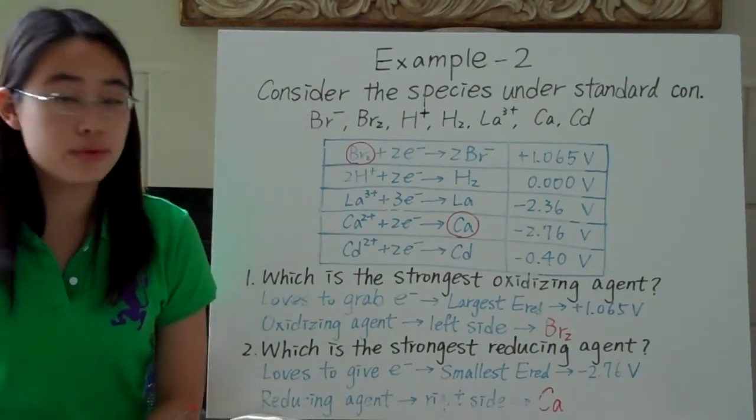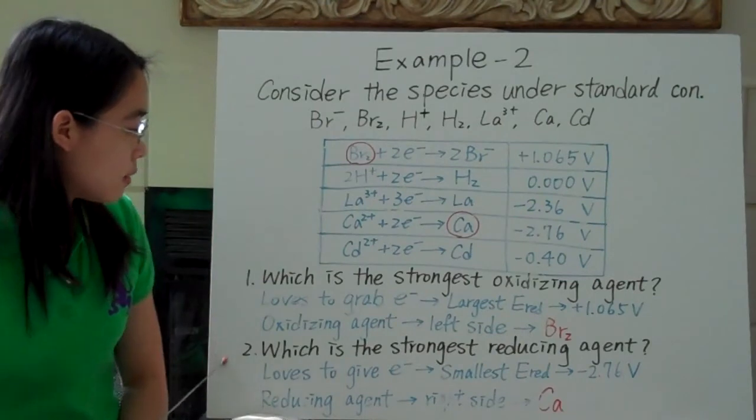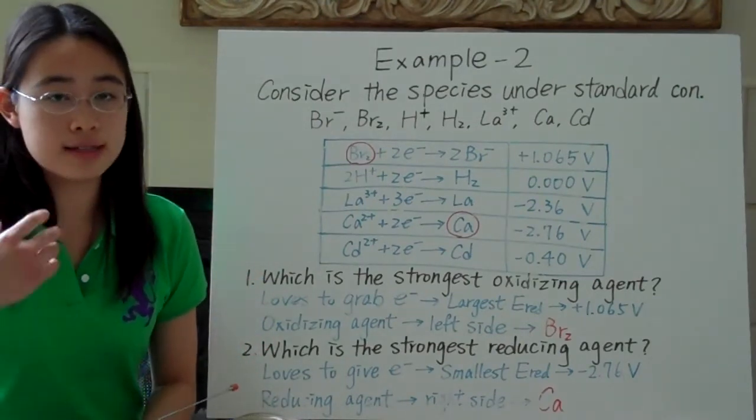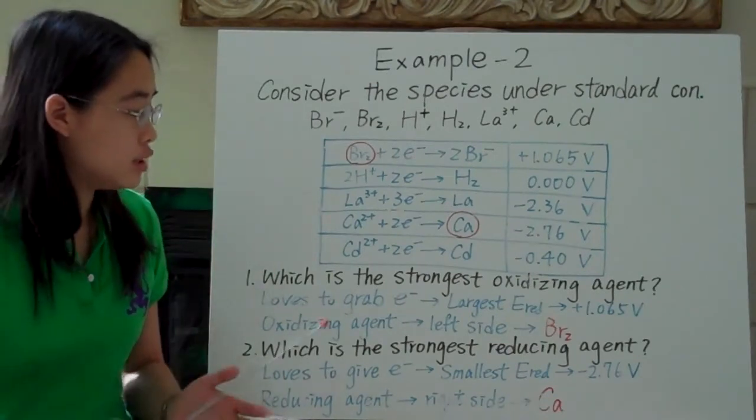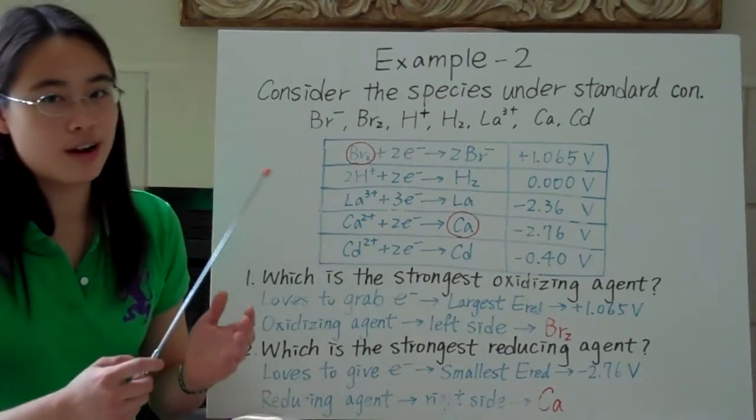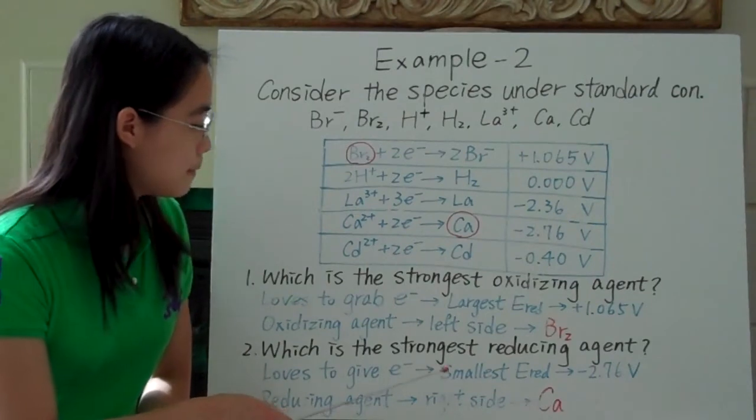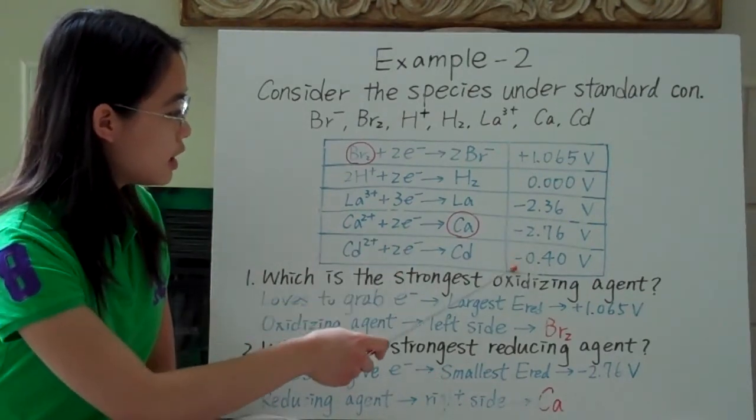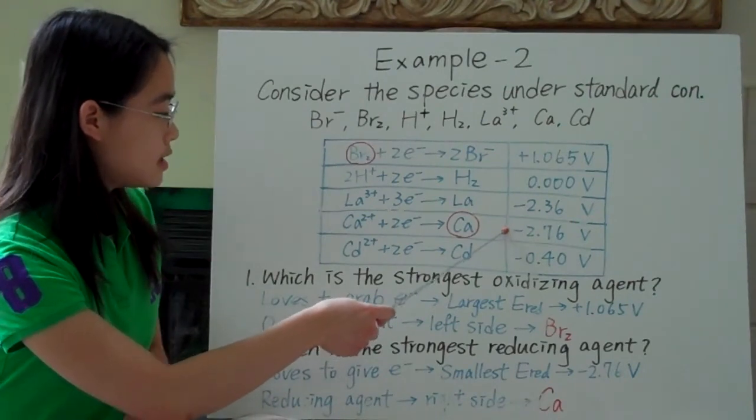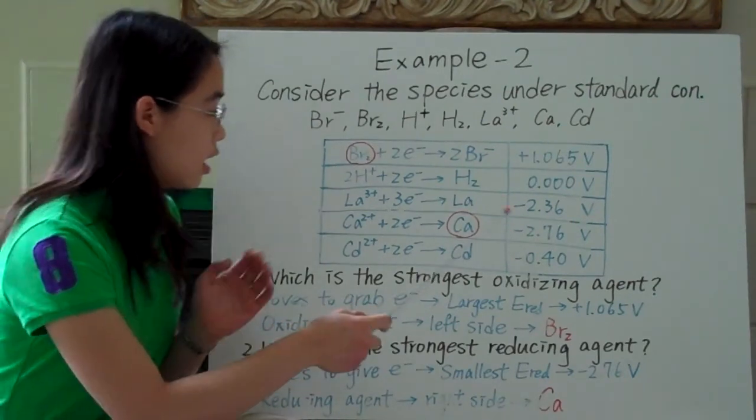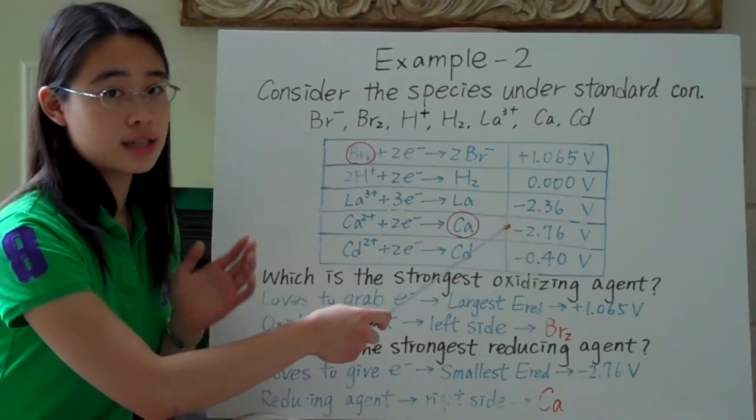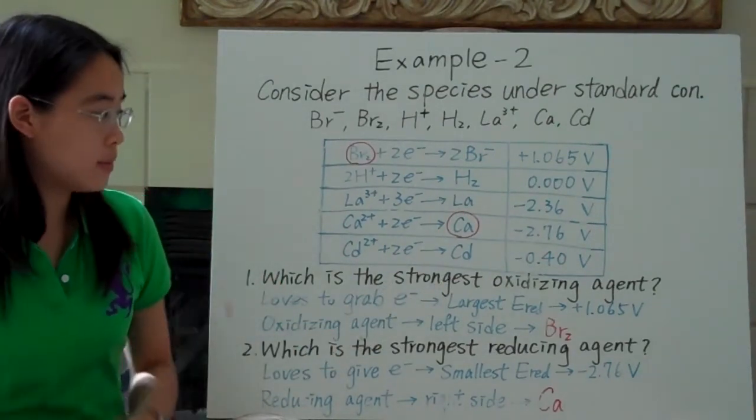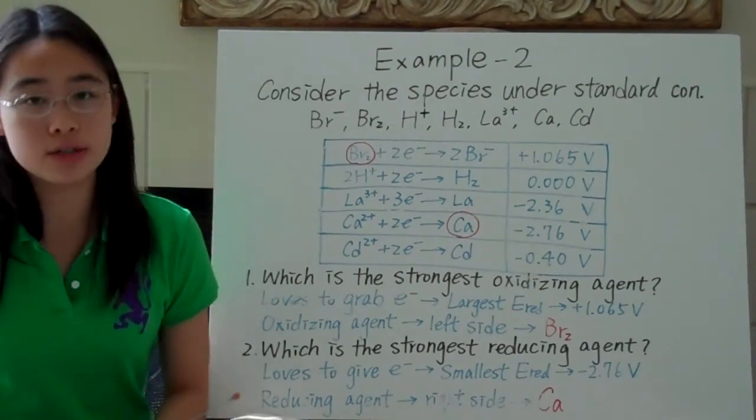Which is the strongest reducing agent? Same process. Reducing agent loves to give its electrons away because it reduces other substances. So it has the smallest reduction potential. So the smallest one here will be this one. And since reducing agent is on the right side of the reaction, we know that calcium is the strongest reducing agent.